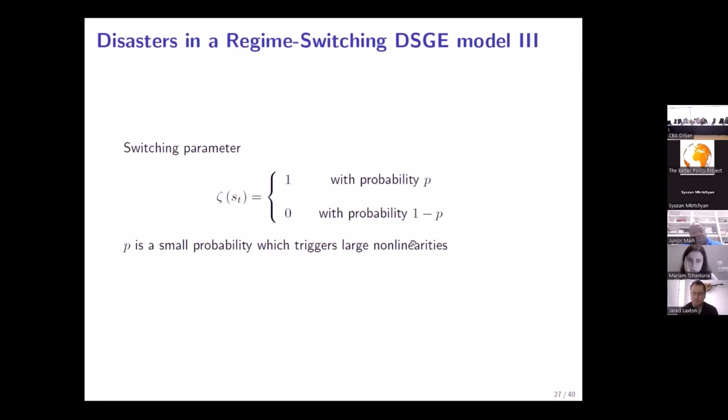However, if we ever draw the wrong state, it's going to be state 2 here. If we ever draw the wrong state, then it's going to trigger very large nonlinearities. You can think of things like climate change, or pandemics and so on. So these questions are very important, and people have been interested in them for a long time.